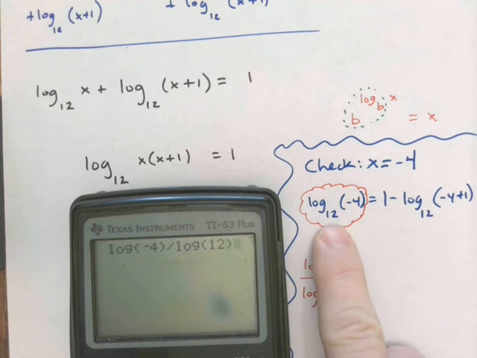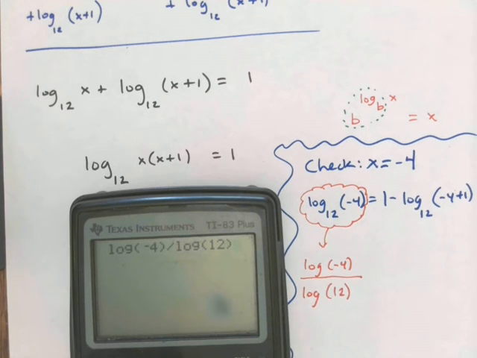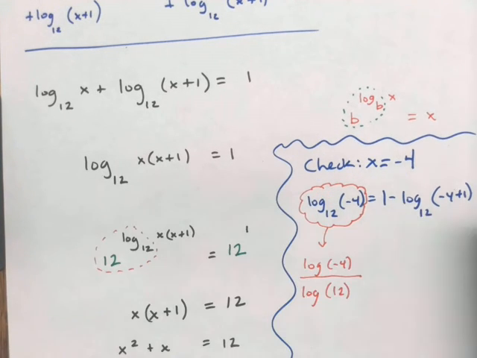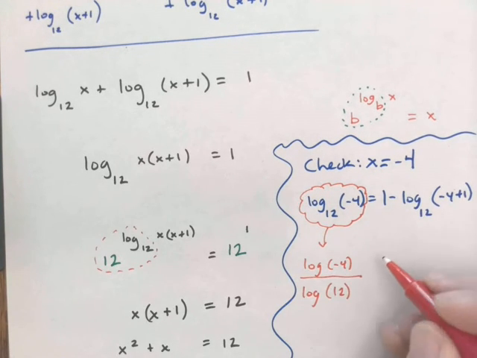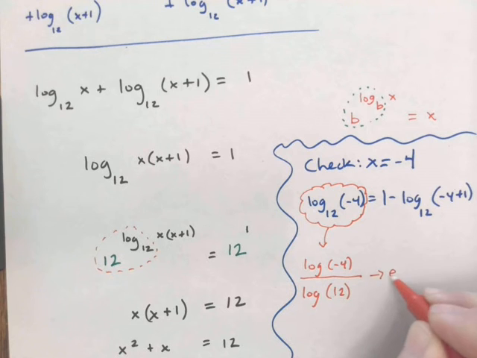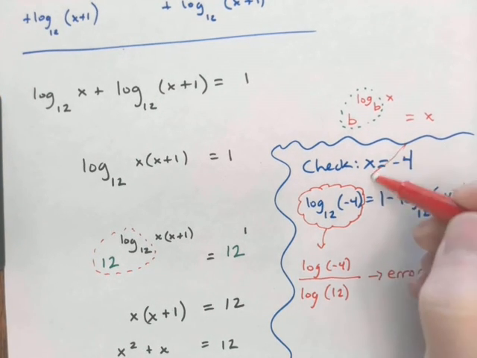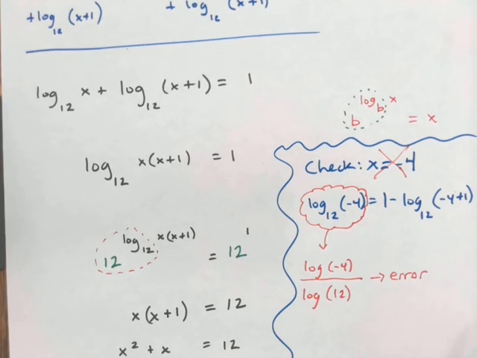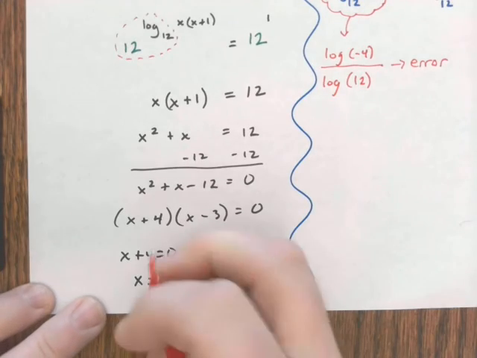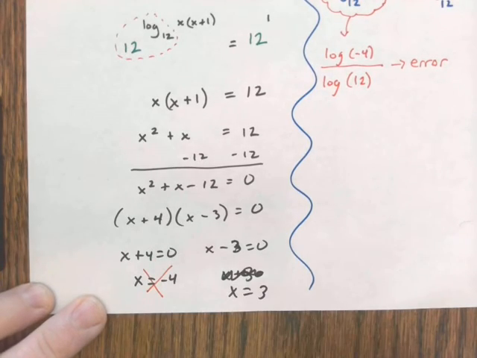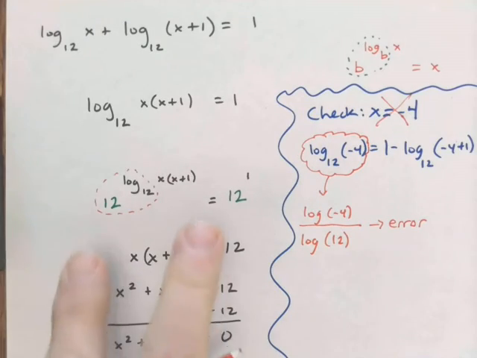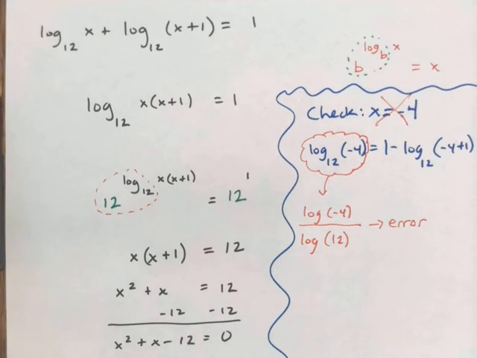to do the evaluation of log base 12 of -4. When I hit the enter button, I do end up with an error. So because I got an error when I typed that in, that means that for sure x is not equal to -4. That was an extraneous solution that was introduced into the problem when I did this exponentiation step.